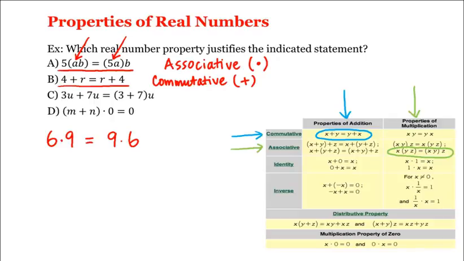All right, what about this third statement here? 3u plus 7u is equal to 3 plus 7 times u. This is demonstrating the distributive property down here. But notice that our statement is starting on the right and then going to the left. But that's okay because the equal sign works in both directions. So this third one is the distributive property.